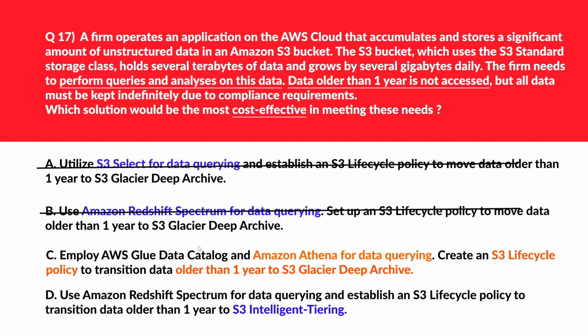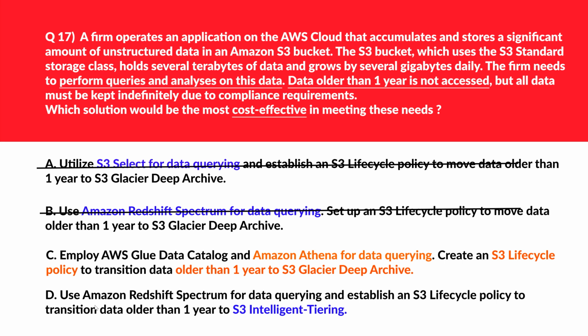Let's move to option C. C says employ AWS Glue Data Catalog and Amazon Athena for data querying, and create an S3 lifecycle policy to transition data older than 1 year to S3 Glacier Deep Archive. This looks good. We'll keep this because it satisfies all the requirements for running complex queries with Athena, and also saves cost by using a lifecycle policy and moving data that is not accessed to S3 Glacier Deep Archive. We have a requirement here.